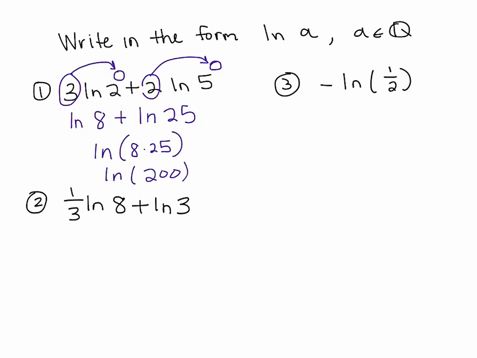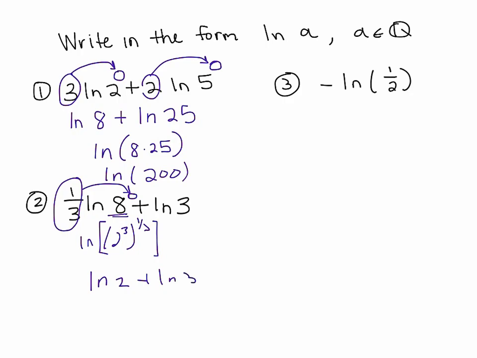Alright, so what about the second one? This 1/3 again goes in as an exponent. So ln of 8 raised to the 1/3. Well, 8 is the same thing as 2 to the 3rd power, and we raise the whole thing to the 1/3 power. So it's actually just a 2. So ln of 2 plus ln of 3 is equal to ln of 2 times 3, so you multiply, so it's just 6.